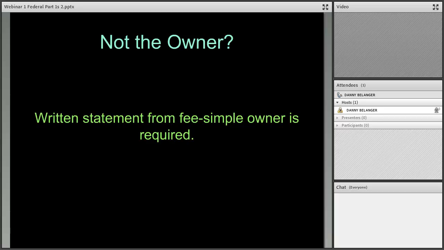You will need to include a few additional materials with the application. If the applicant is not the fee simple owner of the property, or is not the owner at the time of application, the application must be accompanied by a written statement from the fee simple owner indicating that he or she is aware of the application and has no objection to the request for certification.